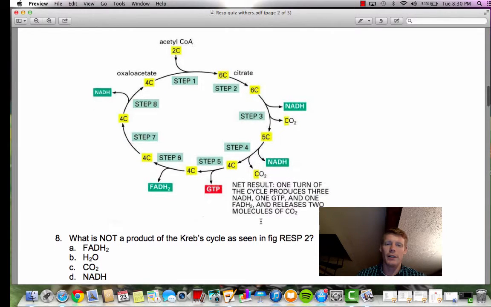All right. Now we're on to the Krebs cycle. Question 8. What is not a product of the Krebs cycle as seen in figure respiratory 2? A. FADH2. B. H2O. C. CO2. Or D. NADH. So which is not a product? Keyword is not a product of the Krebs cycle.